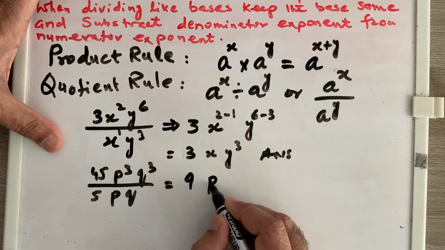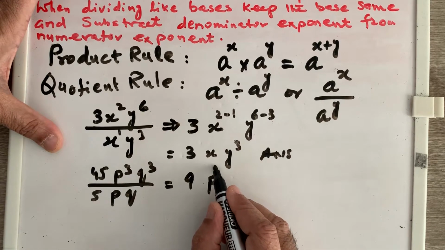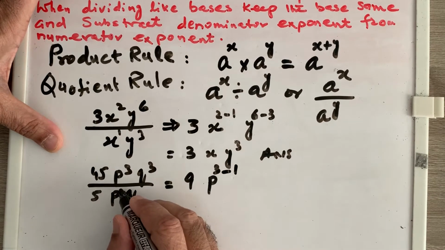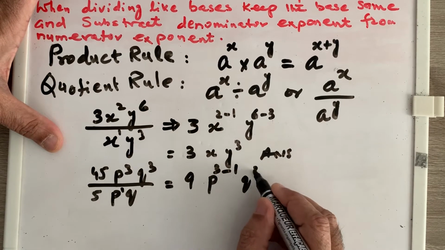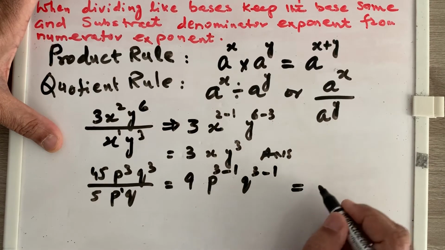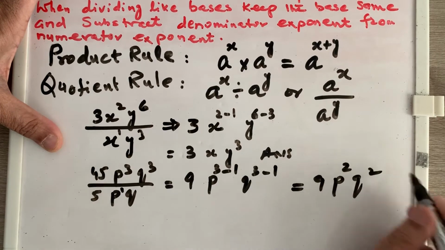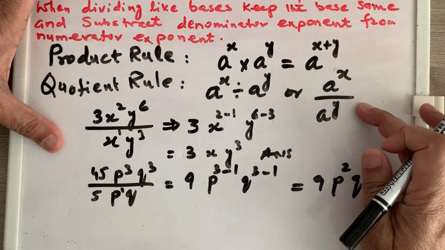But for the variables, we have to use the law of exponent. The law of exponent is saying that I have 3 there, and you have to subtract the power from the denominator. So I have 3 for q, and in the denominator I have 1. So I subtract it out, and my answer will become 9p to the power 2 q to the power 2. So this is how we deal with the quotient rule.